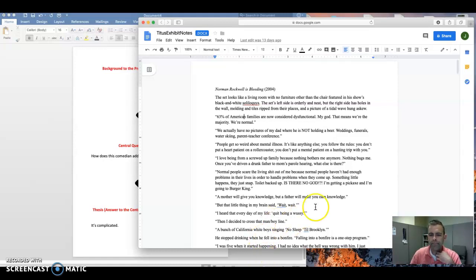So for instance, here we have, I'm noticing that father shows up quite a bit. We've got parent, we've got father here, we've got drunk father, we've got mother, so we've got parents showing up here. We've got the idea of drinking here, a one-step program here. We've got the idea of mental patients, right? We've got the idea of alcohol again. We've got dysfunction and functionality.